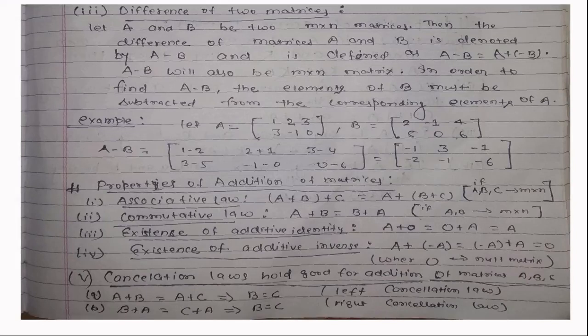Okay, existence of additive identity. When we add a 0 matrix to a matrix, there is nothing change in this matrix. Existence of additive inverse. When we add the negative of the matrix to itself, we get the null matrix. When we add the negative of matrix A, we get the null matrix. Cancellation laws hold for addition of matrices A, B, C. A plus B equal to A plus C, then B equal to C. Here is the left cancellation law. B plus A equal to C plus A, then B equal to C. Here is the right cancellation law.